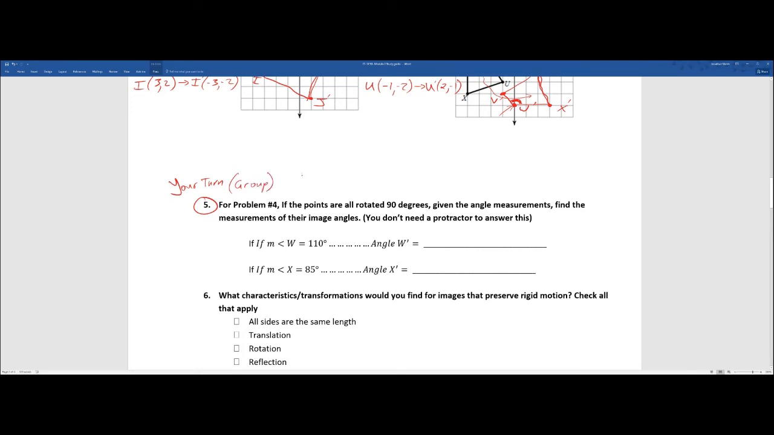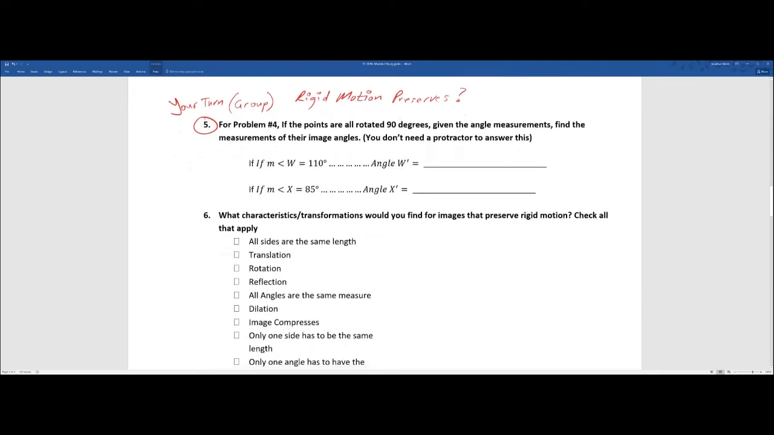Remember rigid motion. Look it up. Look at your notes. What does it preserve? Okay, so that's the hint.